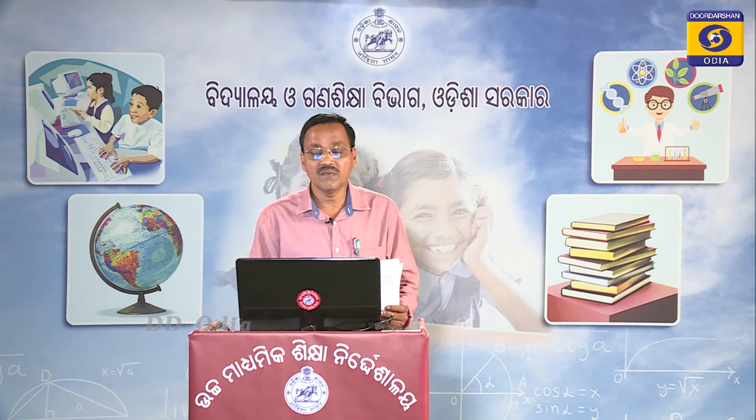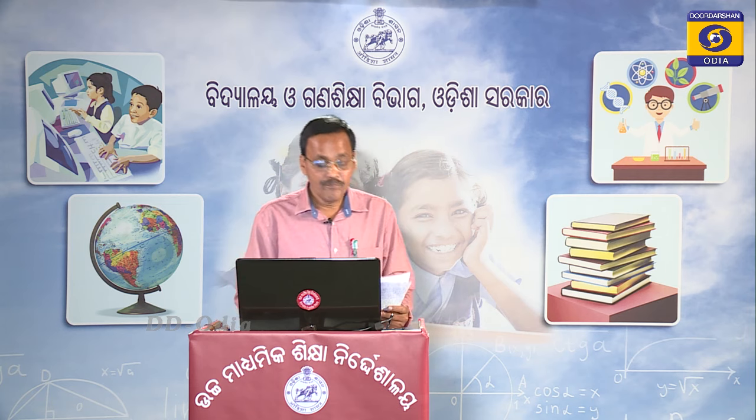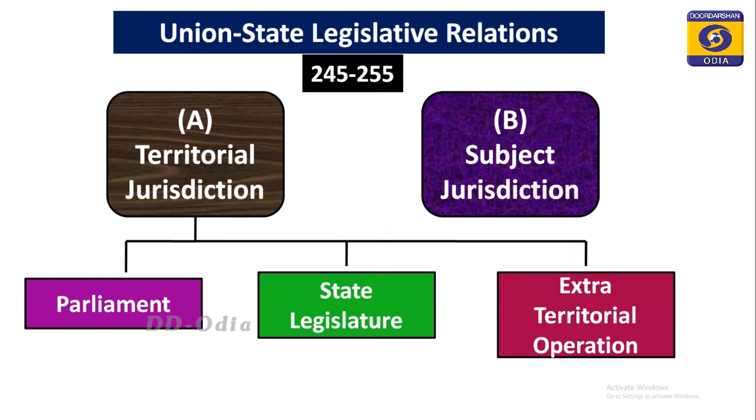relations relating to legislative relation. If we look at legislative relations, the Parliament of India can make law relating to the items given in the union list on the basis of a territory. If you look at the basis of a territory, the Parliament of India can make law throughout the territory of India, and even for the citizens living abroad.